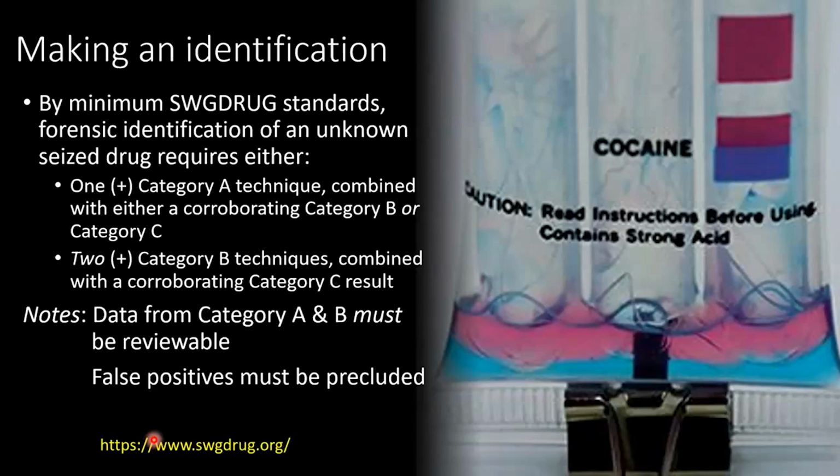All the data from category A or category B must be reviewable. So you need to be able to provide that data and it needs to be scrutinized. You also need to preclude false positives if, for example, you're using a category C test. And if you combine category C with category B or category A, you are going to be able to preclude that, because the more discriminatory techniques will allow you to weed out false positives from other chemical species.